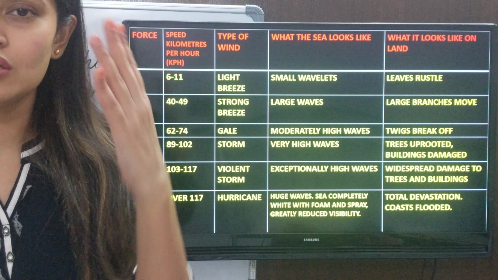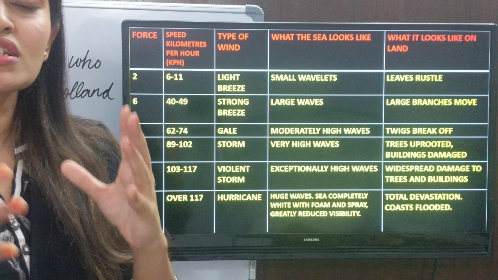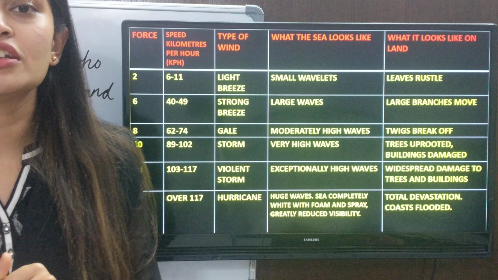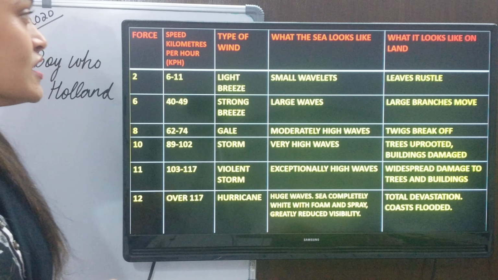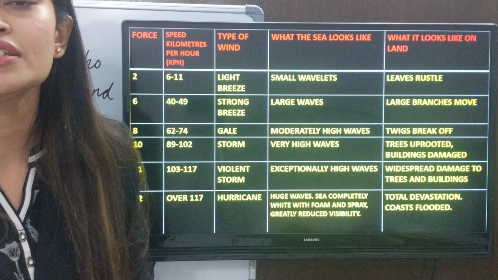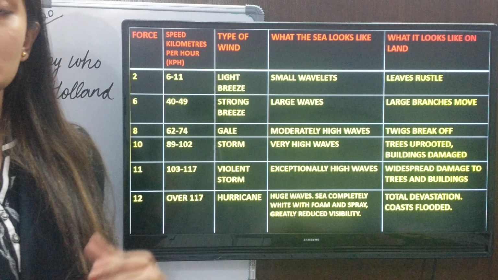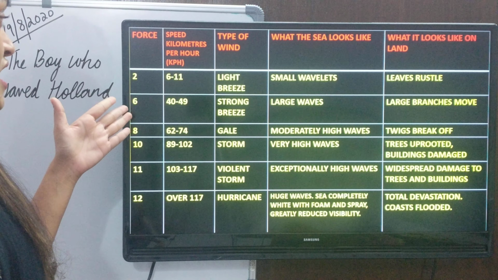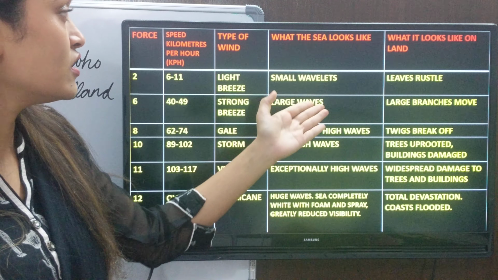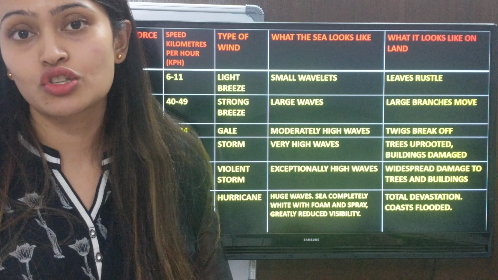So what kind of winds are there? We are going to consider all the vocabulary words. Okay, so the first is light breeze. What is a light breeze? Light breeze has a speed of 6 to 11 kilometers per hour and it is called a force 2 wind. These give rise to very small wavelets and don't make much of a difference in the surrounding environment. Then we have a strong breeze. The speed of the wind increases here. It is called a force 6 wind, and it can make slightly larger waves and at the same time make a few branches move.